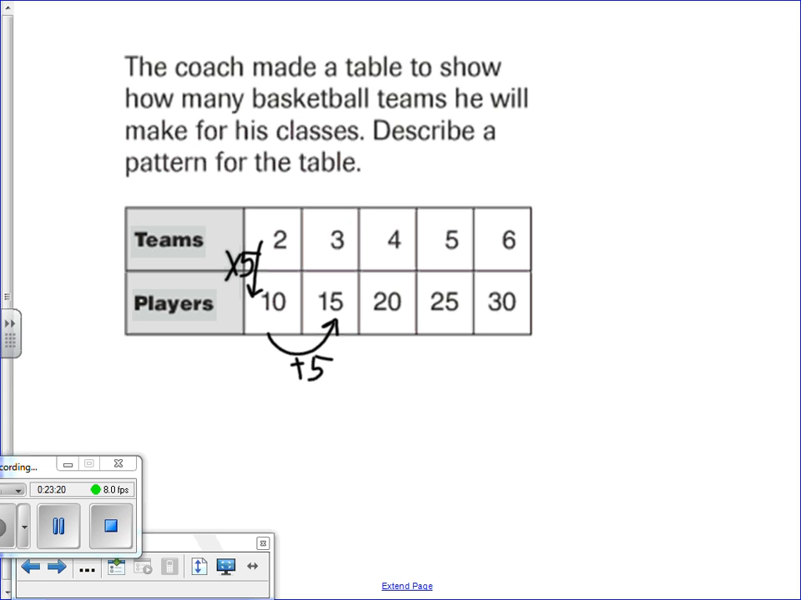Right. And 3 times 5 is 15, and 4 times 5 is 20. Great.